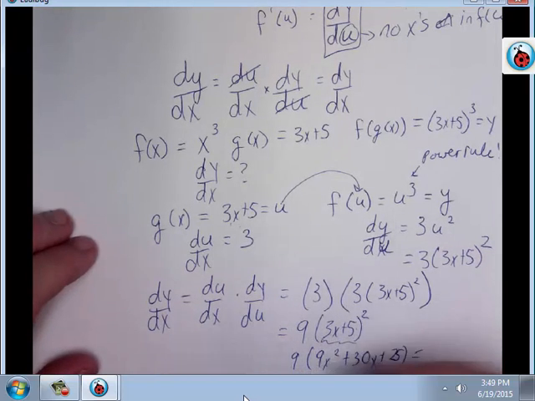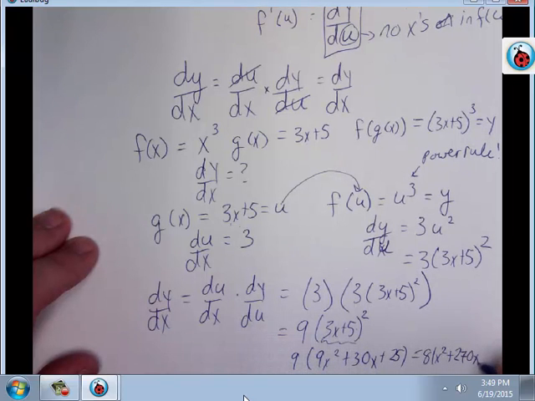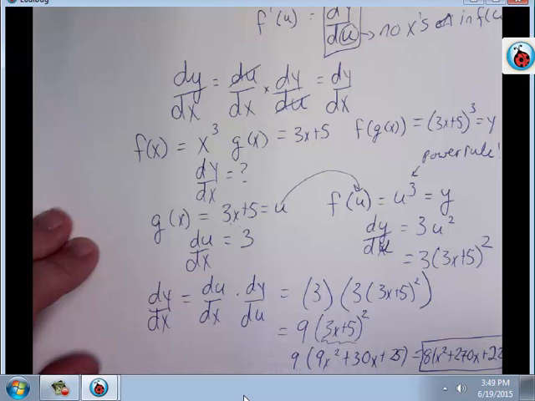And when we distribute that 9, we get 81x squared plus, let's see, 9 times 30 is 270x plus 25 times 9 would be 225. And there's our derivative.